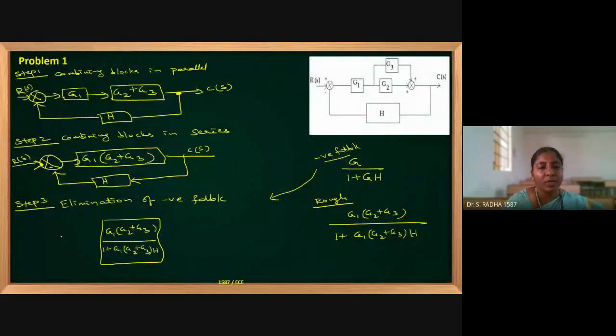So overall input is R and overall output is C. Now the transfer function is nothing but C by R. Otherwise C of S by R of S. This is the transfer function, which is the single block present: G1, G2 plus G3 whole divided by 1 plus G1 into G2 plus G3 into H.